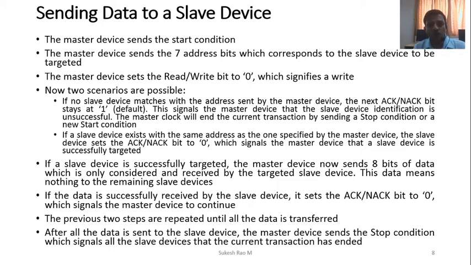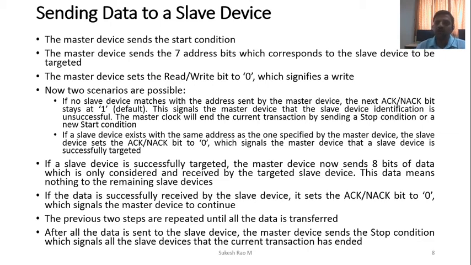If the slave device exists, then the slave device will respond to the master device by setting the acknowledgement bit to 0. So here the acknowledgement bit is signaled as 0. Obviously, no acknowledgement is signaled as 1. Then the next set of operations happens. So after that, on success, let's see what happens. If the slave device is successful, there is a slave device.